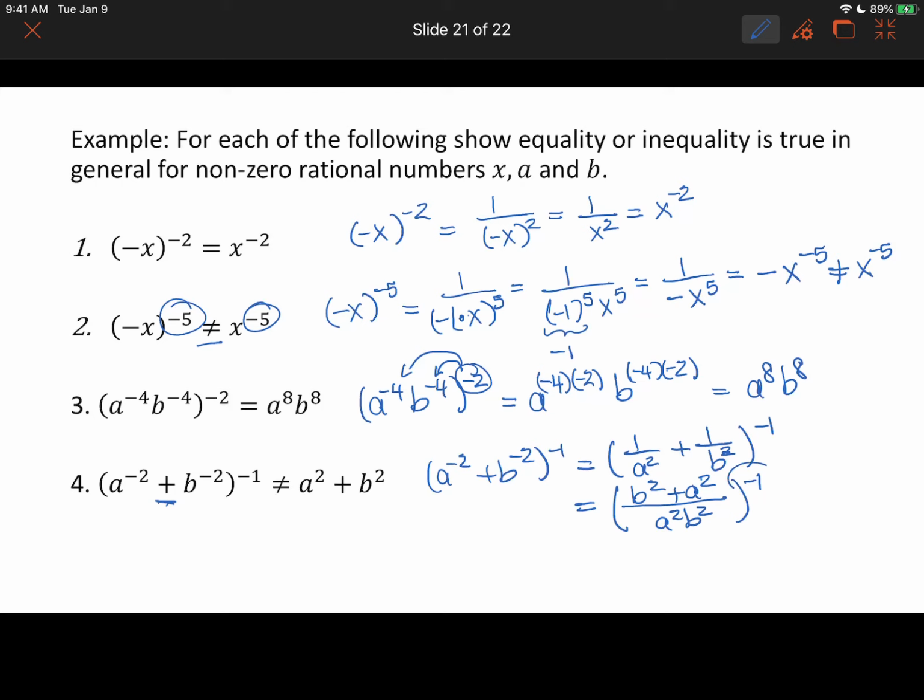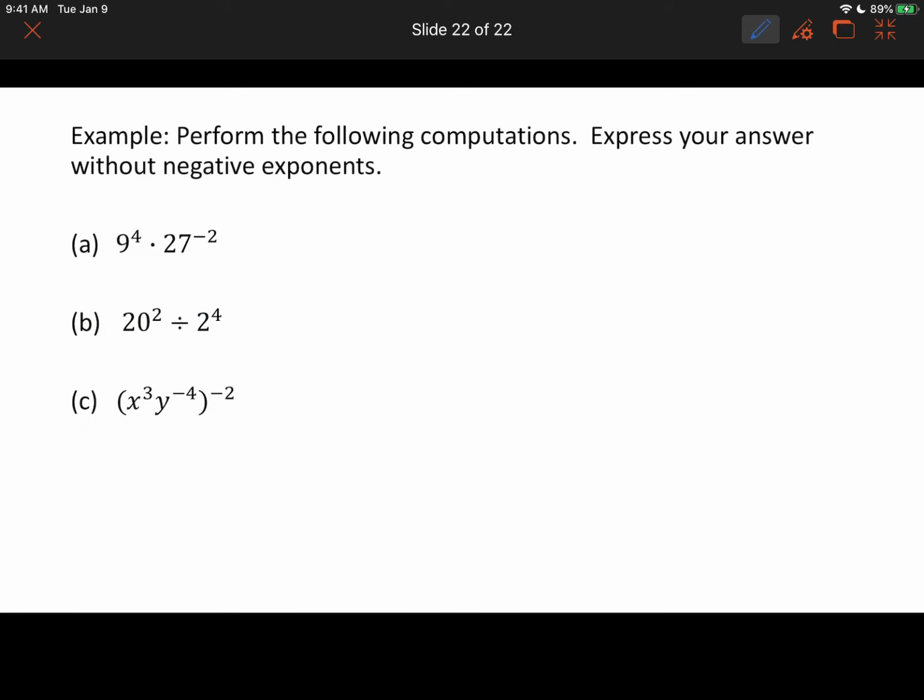Now what happens when I take that to the negative 1st power? Well, I'm allowed to rewrite it as the reciprocal, (a squared b squared over b squared plus a squared) all to the 1st. And that pretty clearly is not equal to a squared plus b squared in general. All right, now what if we put some numbers in here?